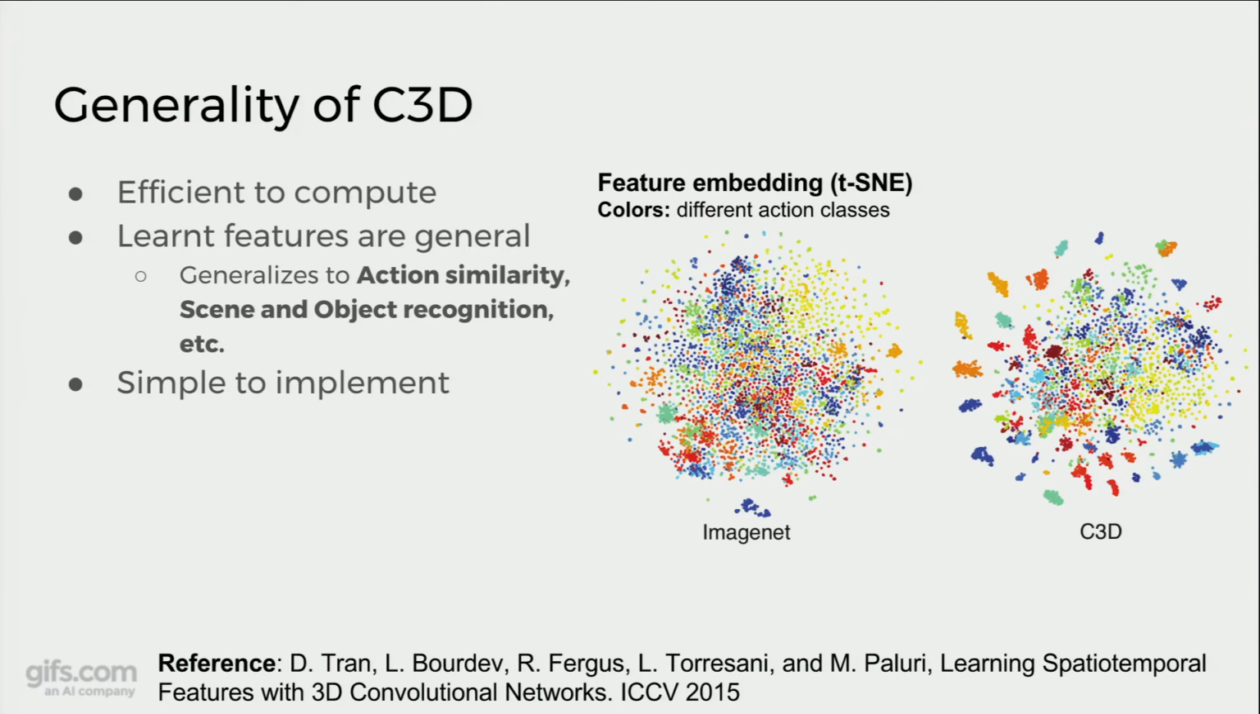There was another question somewhere. Is there any comparison between using 2D convolutions frame by frame and then using RNNs versus C3D? Yeah, there is.